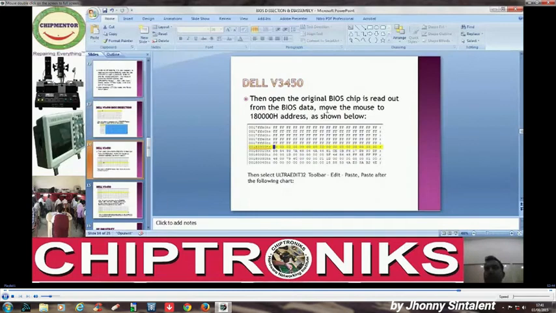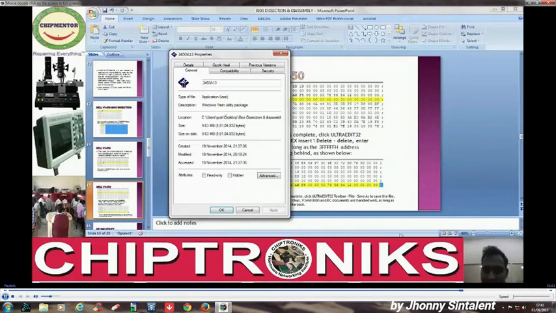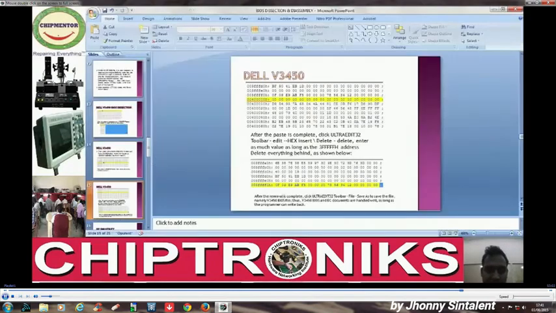Our next step is to open the original BIOS, the original BIOS backup that we have taken from the programmer. We go to the address, this one, and paste all the data which we have copied till here. Then we have to delete all the data after 3FF, that is the 4 MB. This will give us the EFI system BIOS.